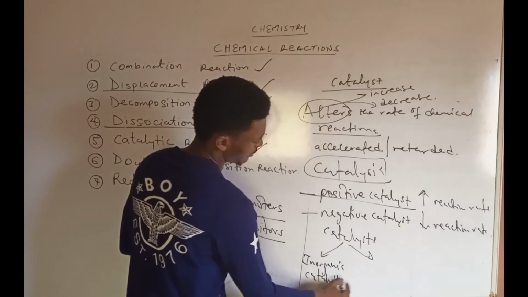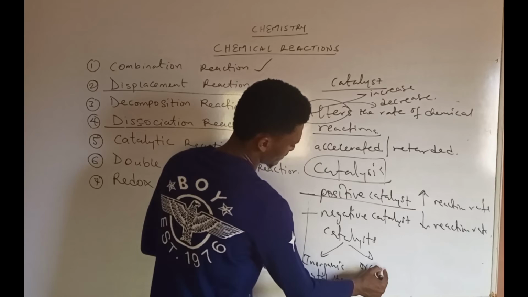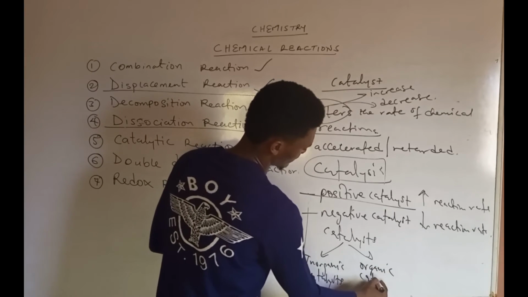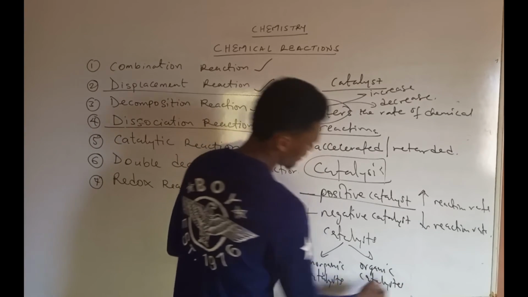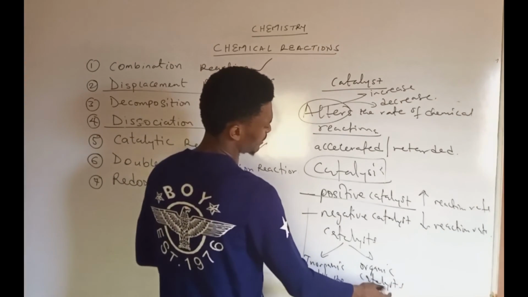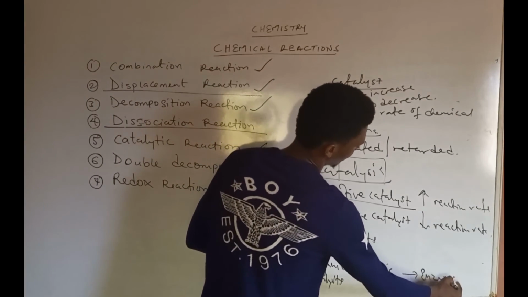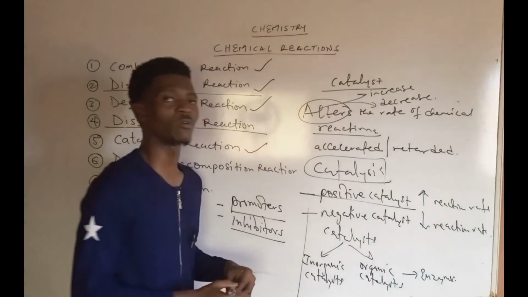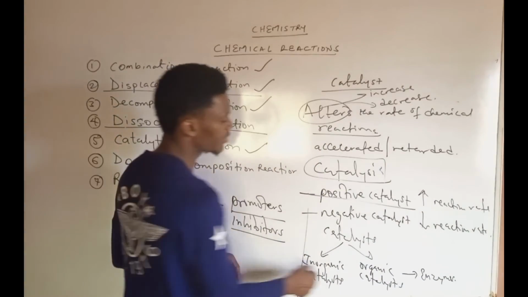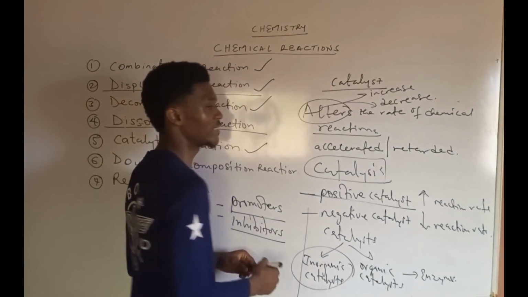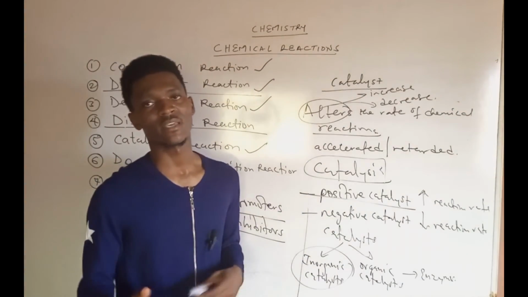And then we have organic catalysts. Okay? Inorganic catalysts and organic catalysts. Now, organic catalysts are simply catalysts that are referred to as enzymes. They carry out reactions in a biological system. While inorganic catalysts are catalysts that are actually involved in chemical reactions.